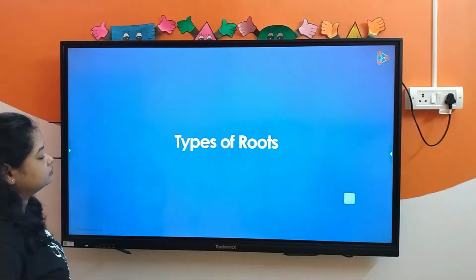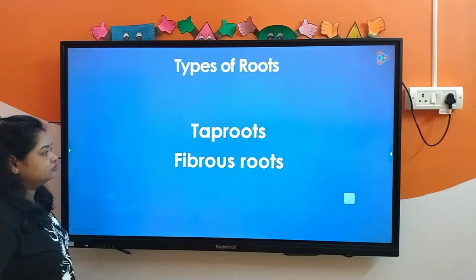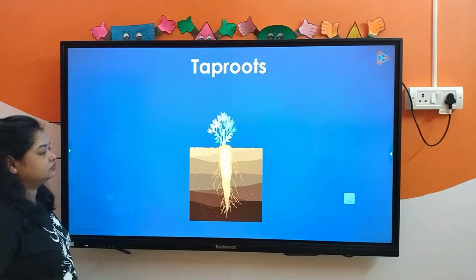Therefore, different plants possess different types of roots. The two major types that we usually study are taproots and fibrous roots. Now, what are these exactly? Let's have a look at each type. The first on our list is a type called taproots.